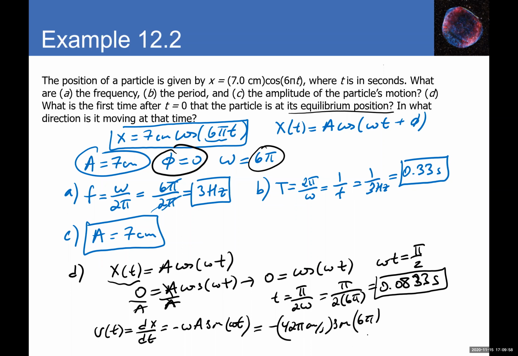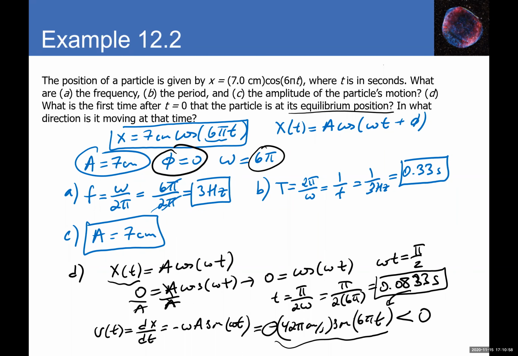This is my equation for the velocity as a function of time. But then what I do here is, remember, it's 6 pi times time. I just replace time with 0.0833. That means plug in the time over there. This whole thing is going to be positive, but then this is negative. So I get a negative over there, so I'm going to get a negative number.